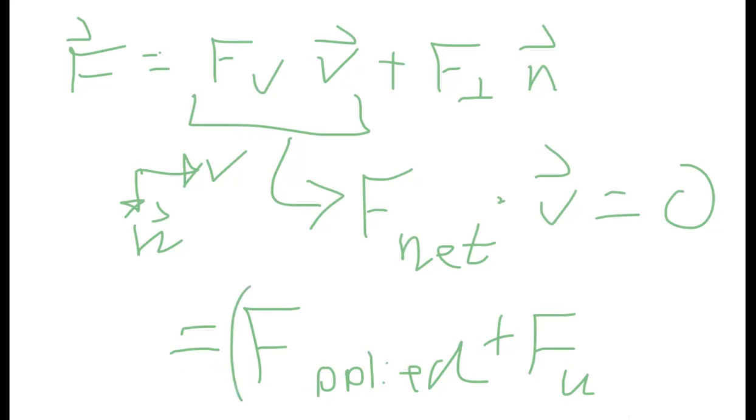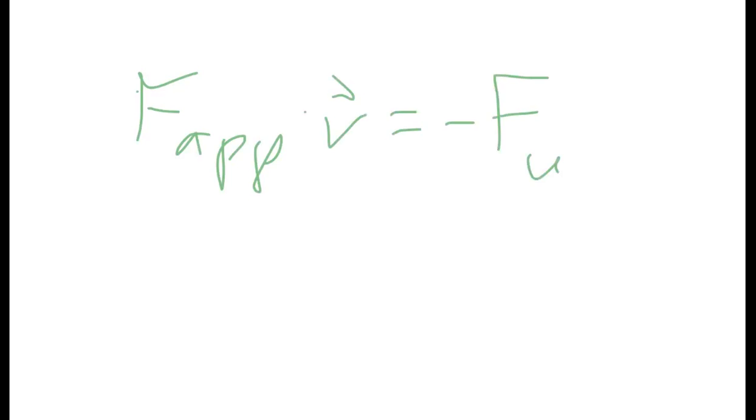F applied dot V is equal to 0, right? So if we want to look at this term, we say that F applied dot V is equal to minus FU dot V, right? So that their sum comes out to be 0.